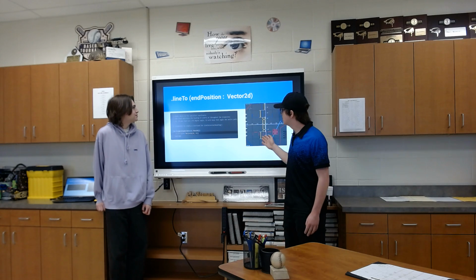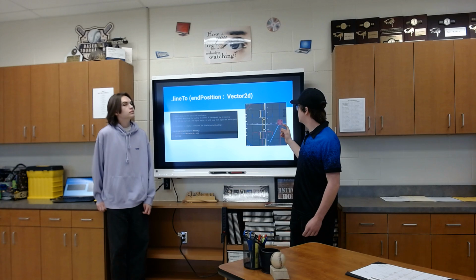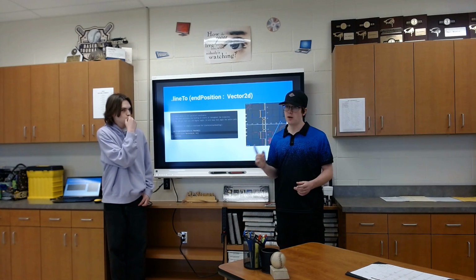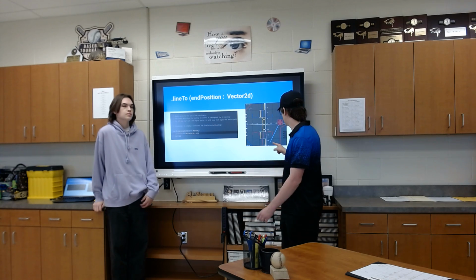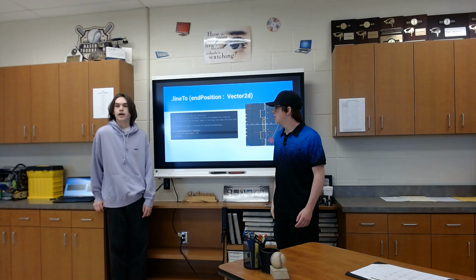So there's the line 2 command, which I was talking about. Essentially what it does is it takes a vector 2D, which is an x and y coordinate on the field, and it will go in a straight line towards that coordinate, while keeping a constant heading.